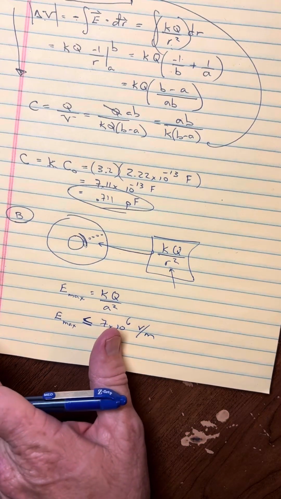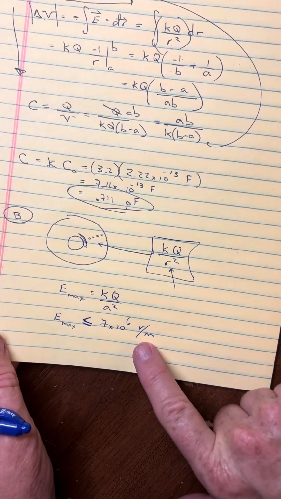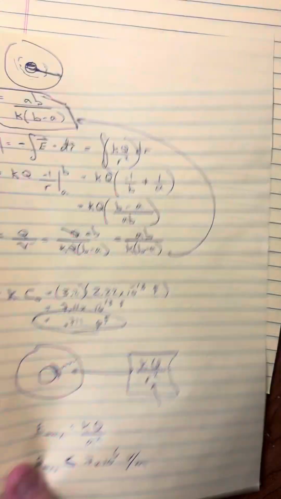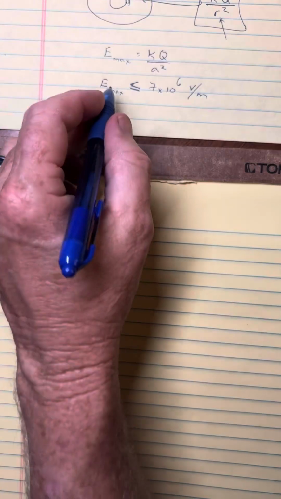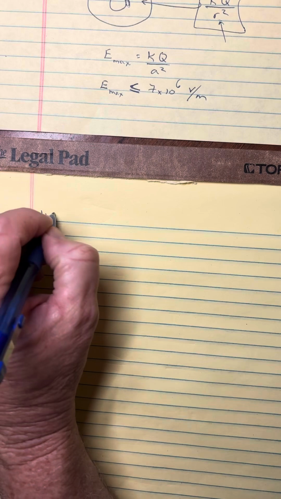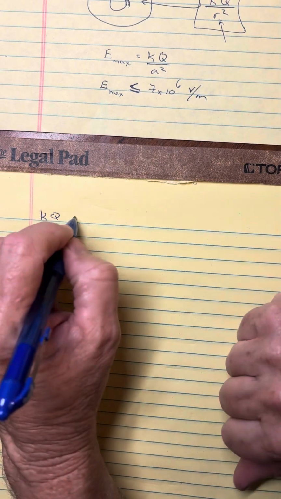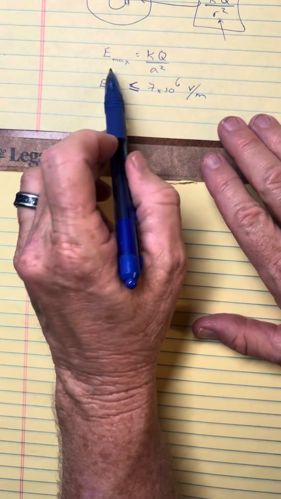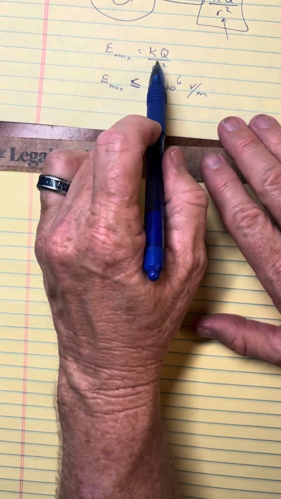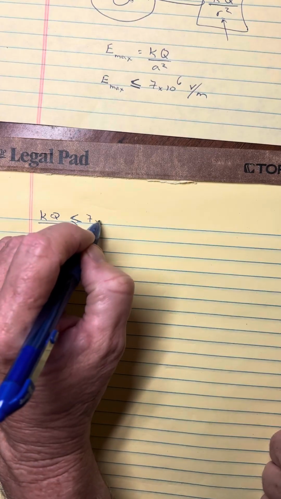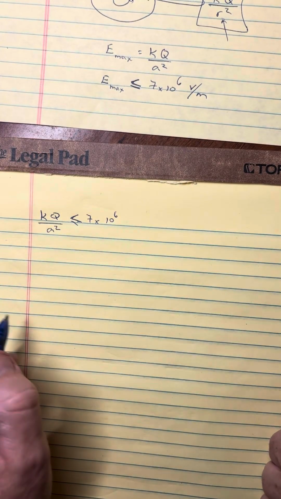Okay, so that being said, I could go ahead and do something like this. I could say then that kQ over a squared must be less than, so I'm just doing a substitution for what the maximum electric field equals, must be less than or equal to 7 million volts.